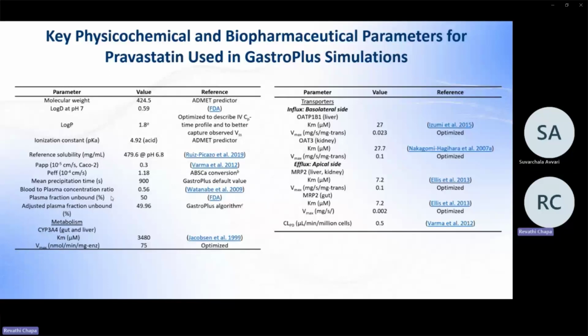So most of the values are from the literature, except the Vmax values, which are often optimized to see if we can reproduce the clinical DDIs, and also if any information is available with respect to FM and FT from a combination of in vitro and in vivo data.